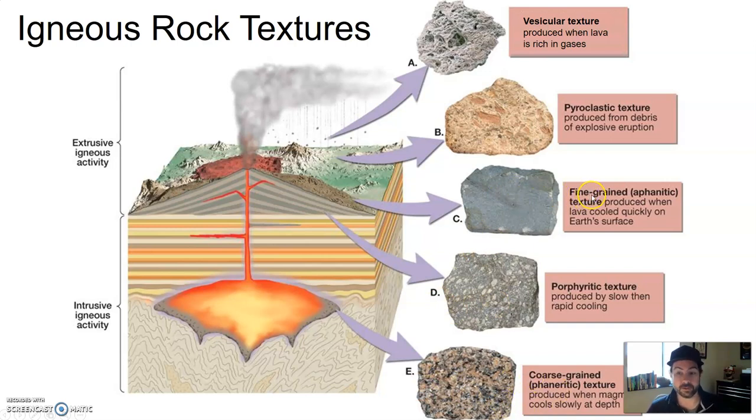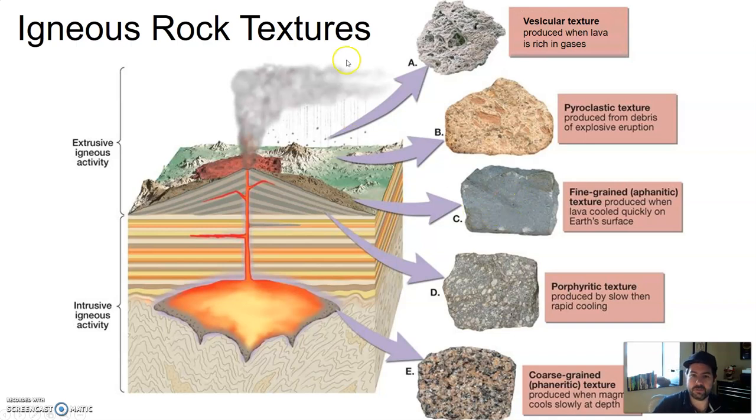So we have a fine grained texture known as aphanitic. That's produced when lava cools on the surface real quick. So when lava flows onto the surface, it's going to cool real quick. It doesn't have time to cool slowly to form big crystals like we would see in this coarse-grained phaneritic texture. So even though these two rocks could be made of the same stuff, because this lava cooled on the surface real quickly, the crystals couldn't grow big. Maybe under a microscope we'd be able to see them, but with our naked eye, we don't really see much.